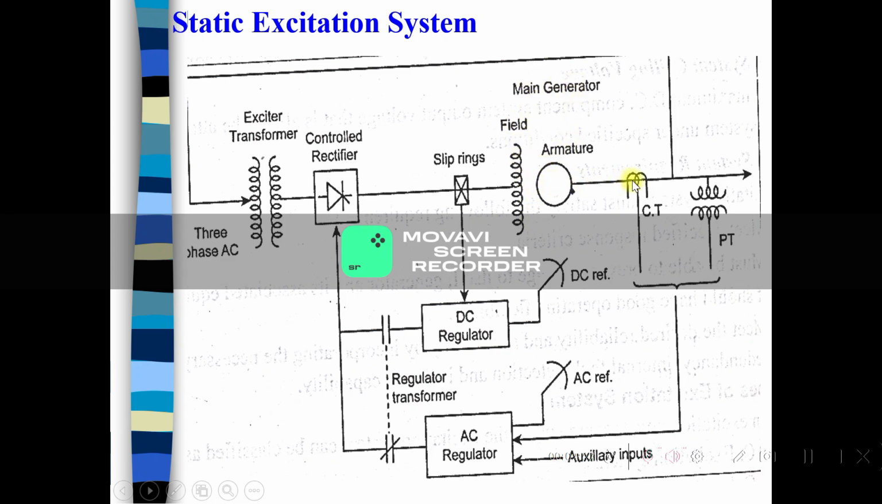The armature is connected to a current transformer and potential transformer. Both supplies are connected to the AC regulator. It will regulate the AC supply with the connection of AC reference voltages. And then the regulator transformer, DC regulator and the DC reference, controlled rectifier, exciter transformer. So this block diagram is considered as the static excitation system.